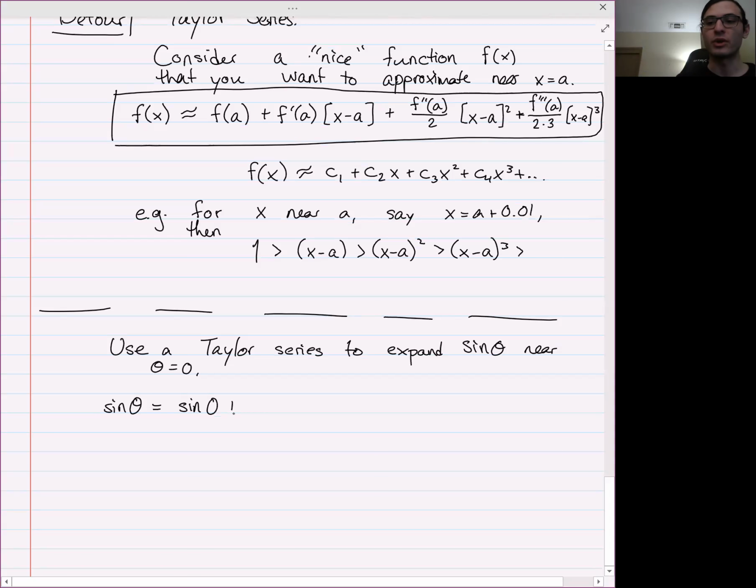And then I add to it, what's the derivative of the sine? It's the cosine. So it's the cosine of 0 times theta minus 0. Then I add to it the derivative. So the second derivative of sine is the negative sine. So plus minus sine of 0 divided by 2 times theta minus 0 squared.